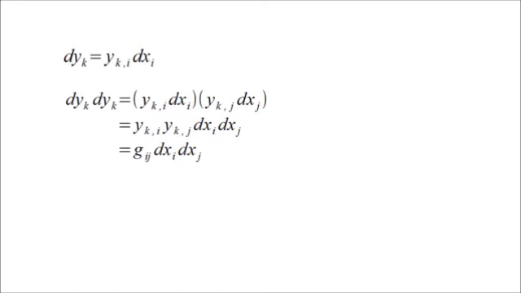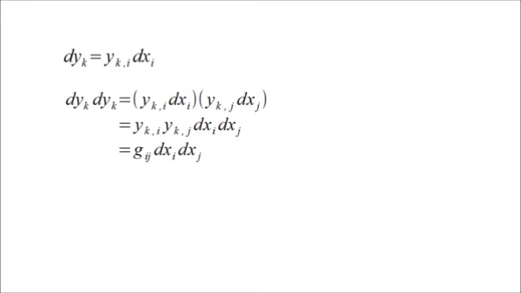We already used i to sum on, so now we need to use a different index. We use j. Now we just rearrange a little bit. We pull out the dxi and the dxj, and what's left is y sub k comma i times y sub k comma j. We would sum over k because it appears twice, and that then must be the gij, just looking at the equivalence between the two expressions.